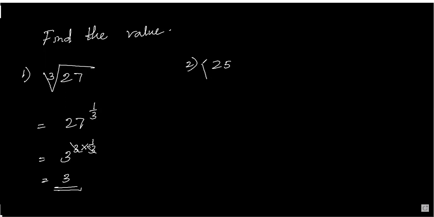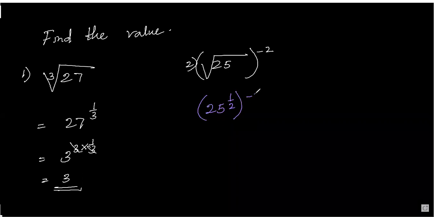Second question: 25 square root to the power minus 2. Now I know many of you get scared after seeing this. You know the order. First you have to do the bracket simplification, then after that remove the bracket. Okay, look at this sum. 25 inside the bracket simplify: 25 to the power half to the power minus 2. Even if you like, here you can simplify. If not, later we'll simplify.